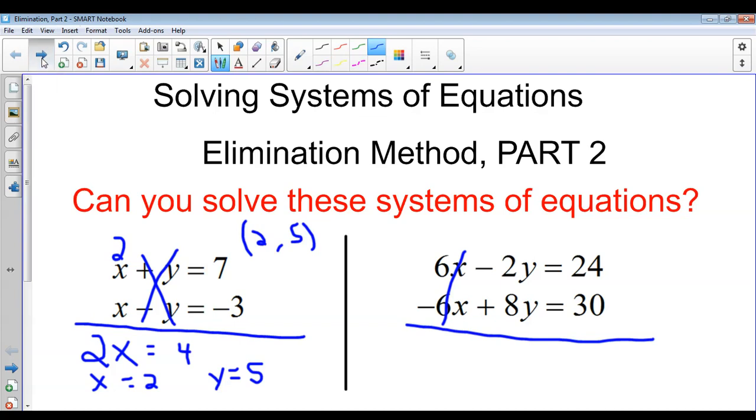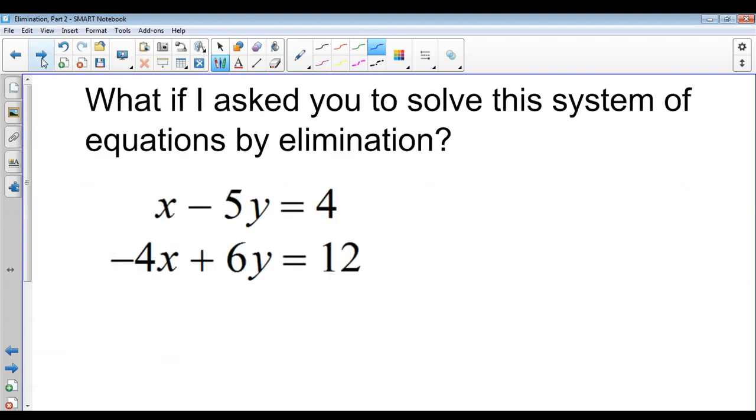This is the next part. Now, what if I asked you, how do you solve this one? When you first look at it, you're going to go, this is weird. I have the x's lined up, I have the y's lined up, and the constants, but what's the problem? Yeah, the problem is that nothing cancels out, right? So we're going to make it cancel out.